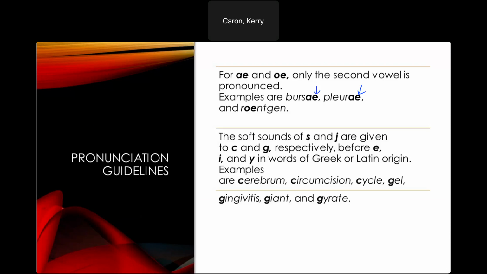Soft sounds, S and J, are given to C and G if they're before E, I, and Y. So in this example, we say cerebrum, not kerebrum. We say circumcision, which sounds like an S, right? Not kircumcision. Cycle, with an S, and gel, like a J.